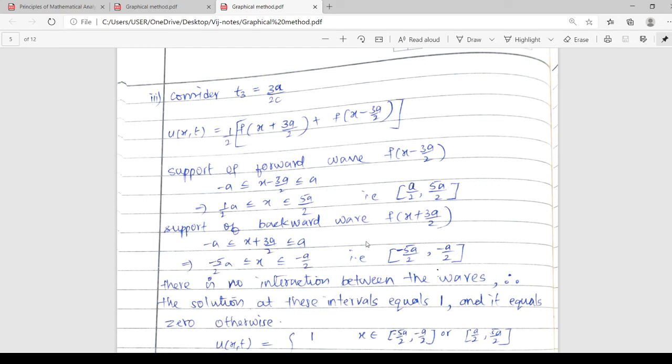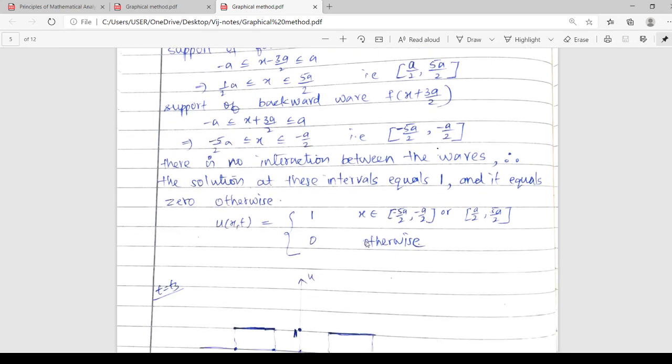Now in the same way we can do for the backward wave, and we will get it as minus 5a by 2 comma minus a by 2.